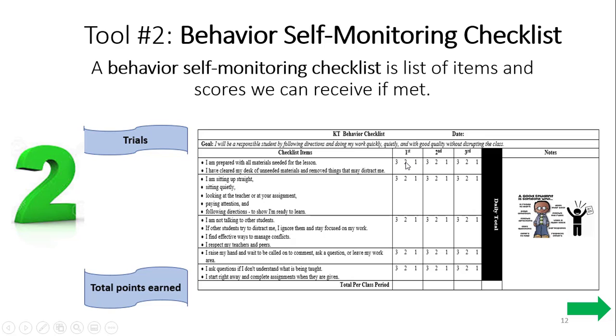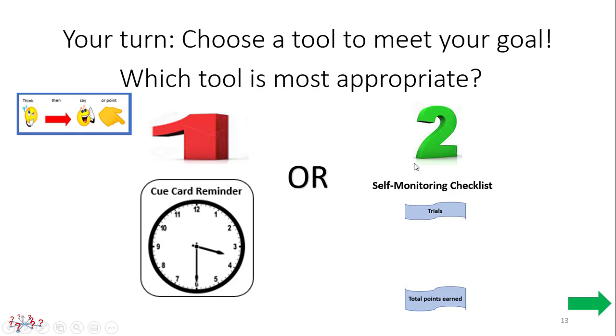So a 2 is kind of like average, 3 is better than average, and 1 is you got some work to do. Okay, so which tool would you use to meet your goal? Which tool is the most appropriate according to the goal that you have set? Is it 1, the cue card reminder, or 2, the self-monitoring checklist? Make your selection now.